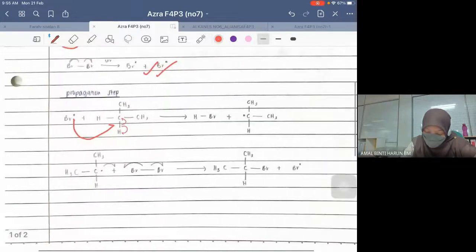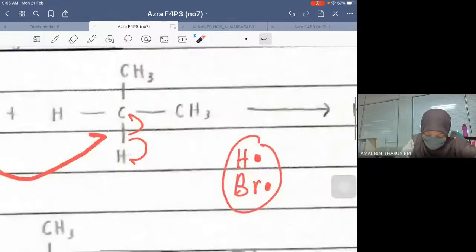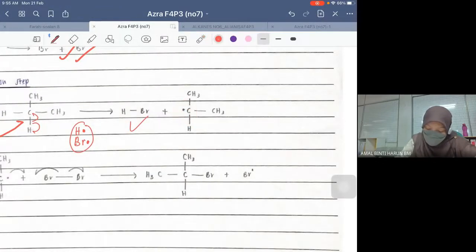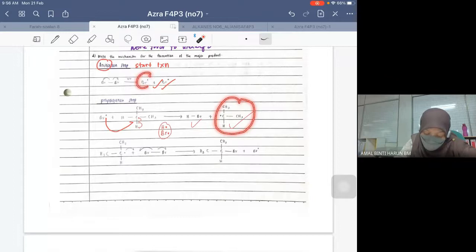Menyebabkan dia ada H dot and then Br dot. Okay, so bila dia bergabung, dia dapat HBr ni. Tapi yang kita nak tengok sekarang adalah karbon ni. Okay. Bila satu elektron diberi ke arah karbon, karbon ditinggalkan menjadi free radical. So, dapat penjahat yang baru. Nampak ni? So, dia buat tadi satu je kejahatan. Sekarang dah ada geng kejahatan yang kedua. Dia attack yang neutral ni.